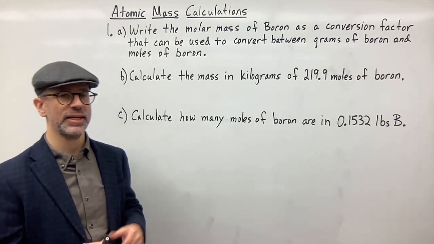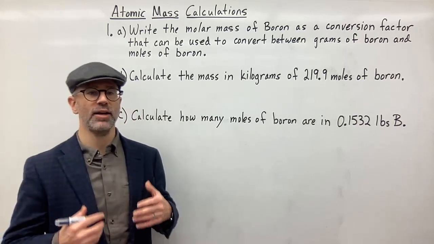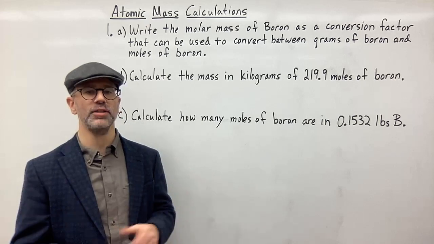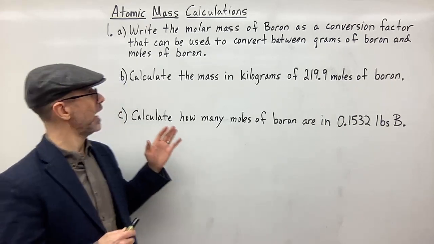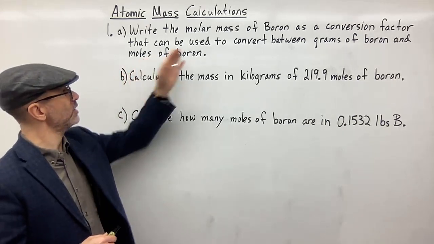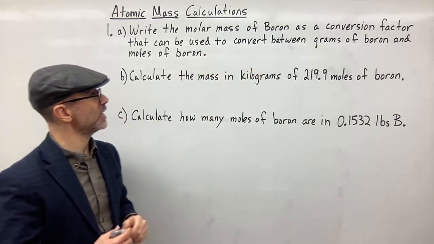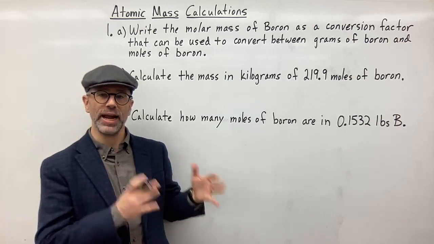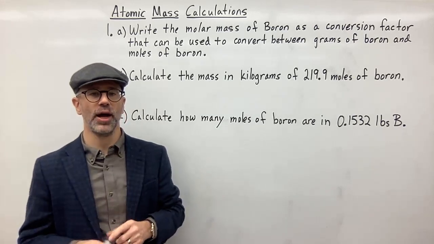The first problem is regarding boron. Boron is an element on the periodic table, of course. The first question they're asking us is: write the molar mass of boron as a conversion factor that can be used to convert between grams of boron and moles of boron.